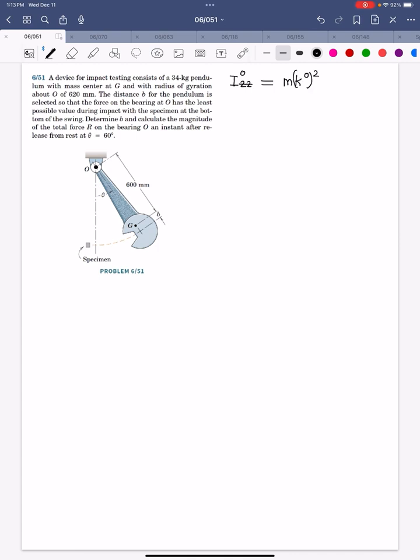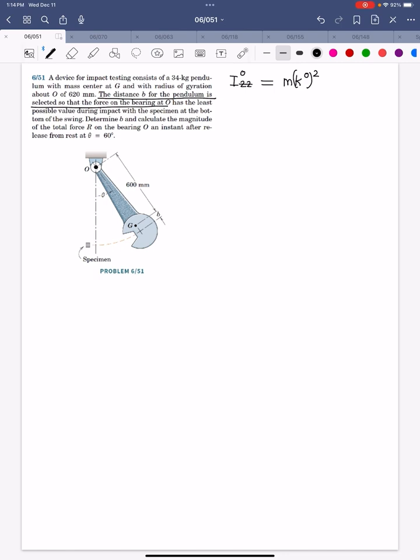The distance B for the pendulum is selected so that the force on the bearing at O has the least possible value during impact, with the specimen at the bottom of the swing. Determine B and calculate the magnitude of the total force R on the bearing at O at the instant after it's released from rest at theta equal to 60 degrees.